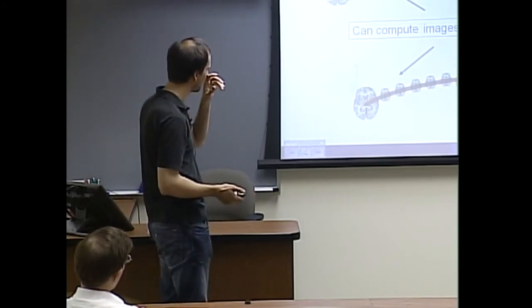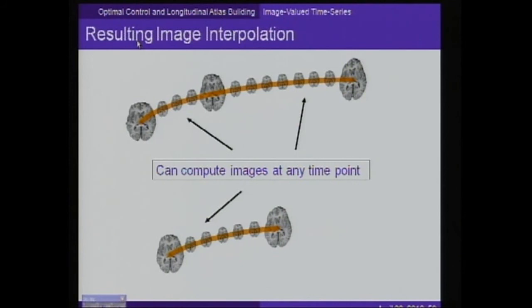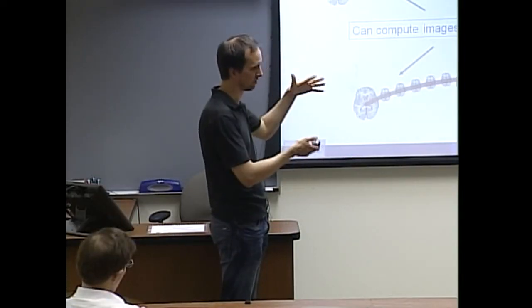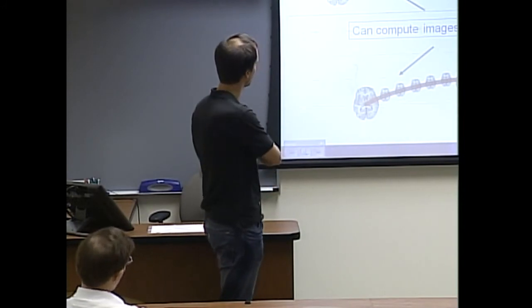Okay, so now once you have this, you can compute the image at any time point. You start with the source, you estimate the time-dependent velocity field, so you can flow it to wherever you want. Any point in time is fine. You can reconstruct what it's supposed to look like at this time point. And once you have this combined with the cross-sectional atlas builder, you essentially have all the ingredients to compute this simple version of a longitudinal atlas.